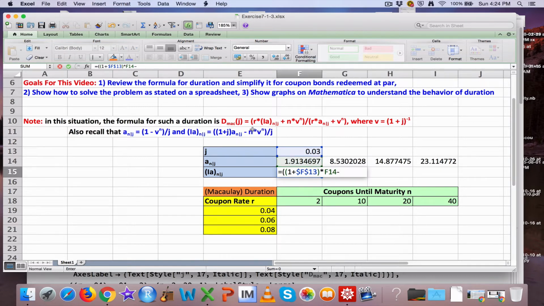Minus n, which is in cell, again, F18, and again, I don't want dollar signs there. I want that to get updated to G18, then H18, then I18, times v to the n, (1 plus j) to the negative n, and I want that to get updated. Hopefully I've got the right number of parentheses here. That's another issue. I think this looks good. All divided, again, looking at this formula here, divided by j from F13.